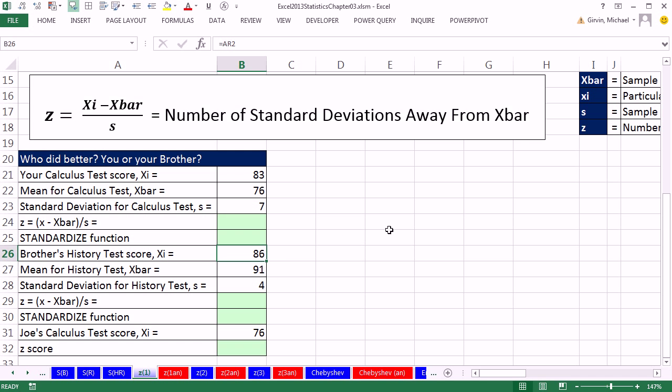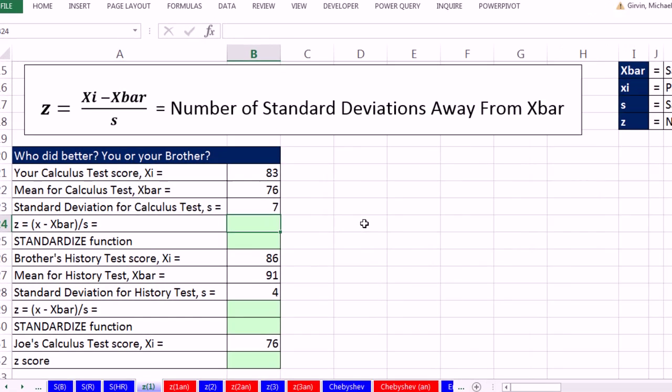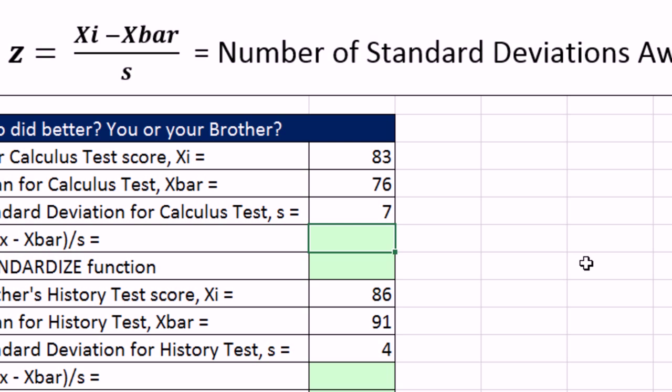Now, we want an actual measure that tells us exactly, for any data set, the relative position of a particular x compared to the mean. So what calculation is that? It's the Z. So let's go ahead and type equals, open parentheses. You take the particular x and subtract the mean, close parenthesis. Now, before I complete this calculation, I'm going to enter this, Control Enter. And what is that? That's the deviation. You're exactly 7 points above the mean.